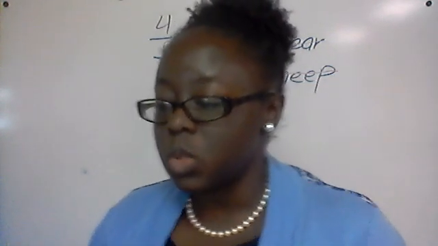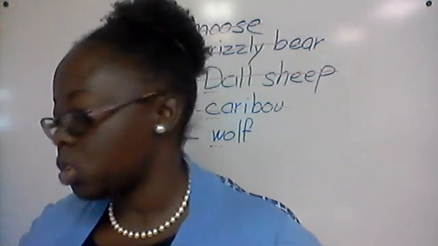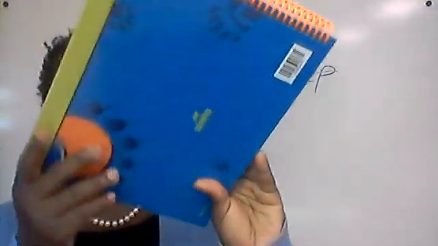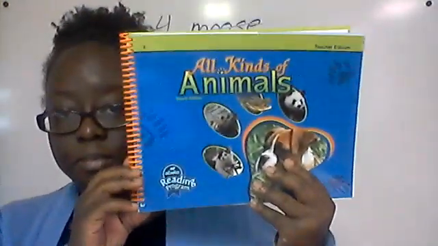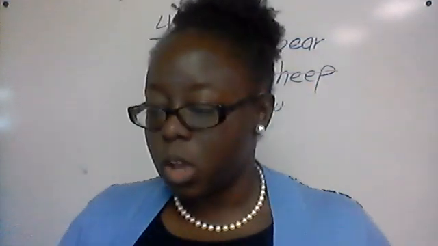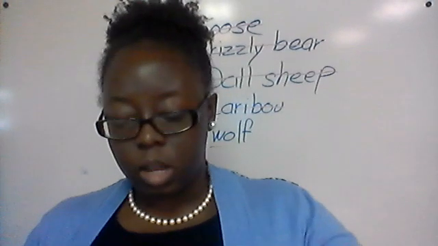Section number 2 says to use the glossary in the back of your All Kinds of Animals reading book to answer the questions. That's why you need this book. If you have not yet picked it up, please go ahead and pick it up so you can use it, okay? So, the first question says, what part of a chipmunk never stops growing?